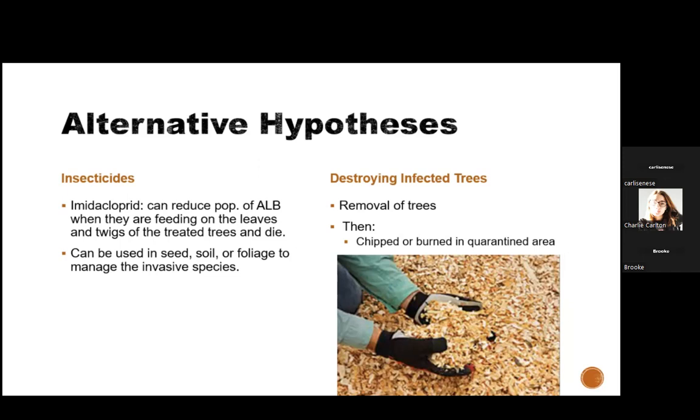Along with the insecticides, we also have destroying infected trees. So when an affected tree occurs, there's a removal process that happens, and after they remove the tree, they either chip it like in the photo, or it's burned in a quarantine area.